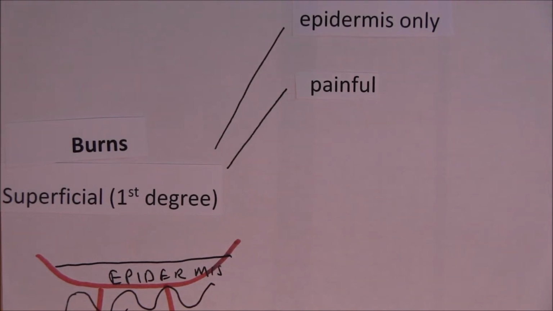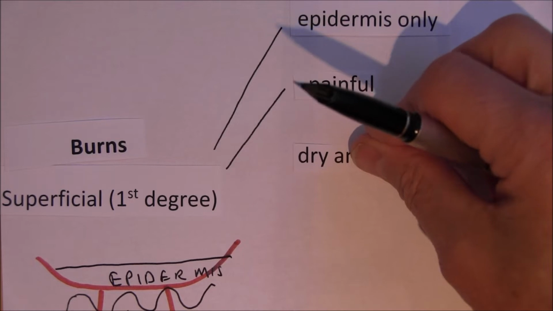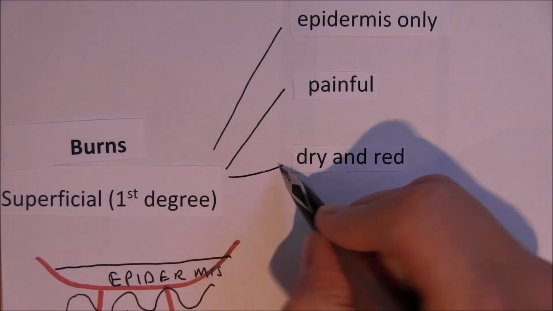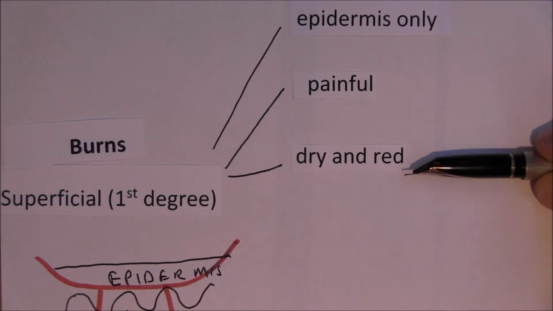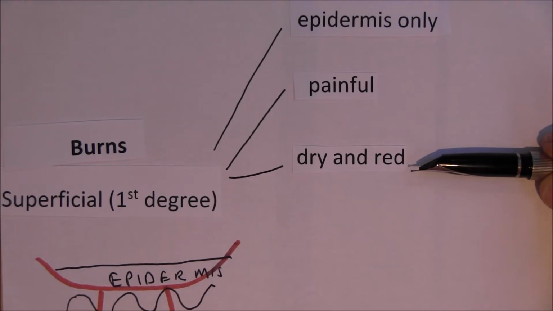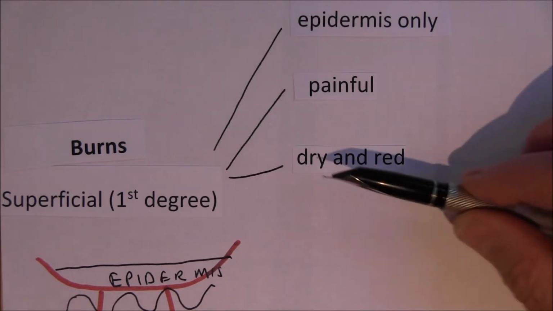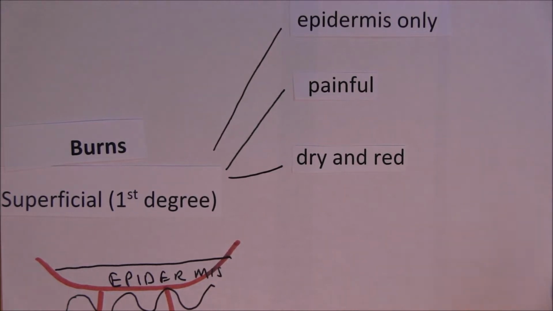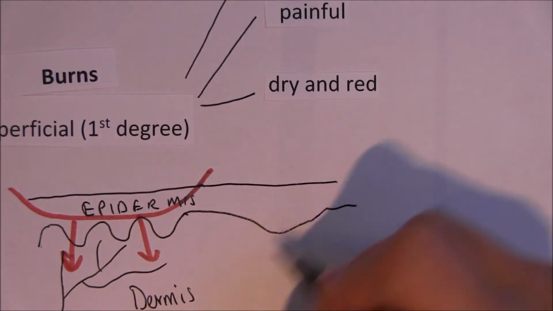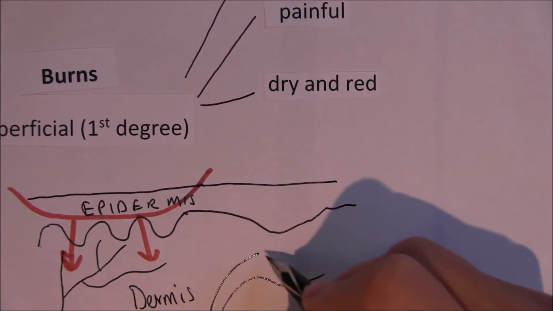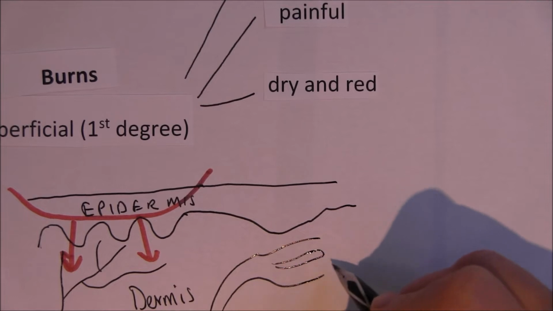Now, very often these injuries are dry and red. Now, the reason they're red is probably fairly obvious. It's the inflammatory reaction. In inflammation we get heat, pain, redness, swelling, loss of function. So the inflammatory reaction, of course, is going to make it go red. But they often tend to be fairly dry because, as we've mentioned before, the capillary networks are going to be in the dermis.